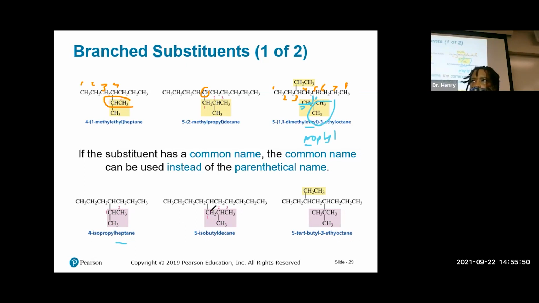This guy, again, it has that little structure, right? But now it's butane, right? So this guy would be called 5-isobutyldecane, okay? This guy is tert because it's methyl, methyl, methyl on all four sides. And then it's attached to here. So this guy would be called 5-tert-butyl-3-ethyloctane.